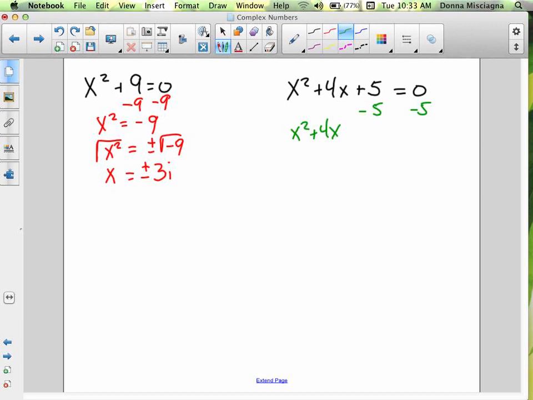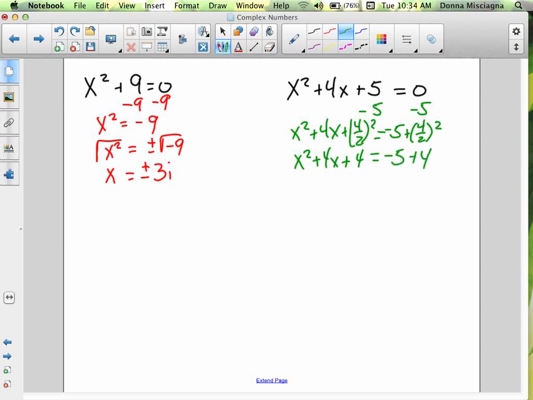And then we're just going to add that number that makes this a perfect square, which is always b divided by 2 squared. So b here is 4, so this would be 4 divided by 2 squared. And we just have to do it to both sides. So on the left-hand side, that gives us x squared plus 4x plus 4 divided by 2 is 2, 2 squared is 4. And that's an equals. On the other side, we have a negative 5 plus 4.